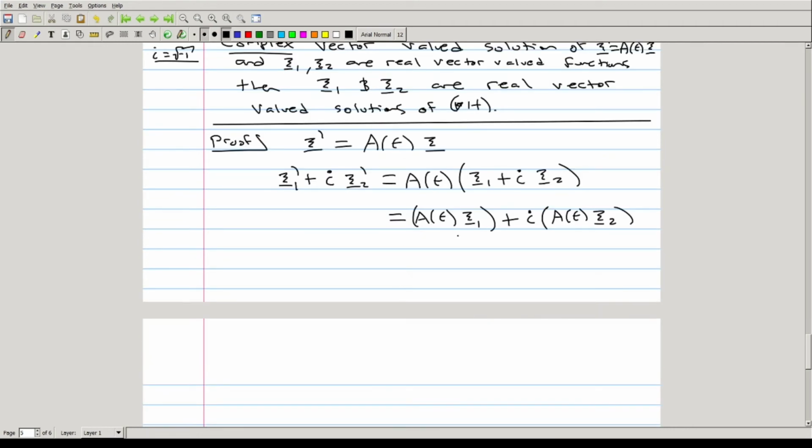and because xi1 is a real vector valued function, xi2 is a real vector valued function, and A of T is a matrix of real coefficients, we have to equate the real and the imaginary parts of these two complex vectors. So we have to conclude that xi1 prime is equal to A of T times xi1, and that xi2 prime is equal to A of T times xi2.